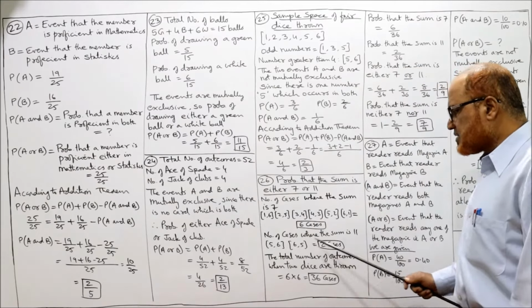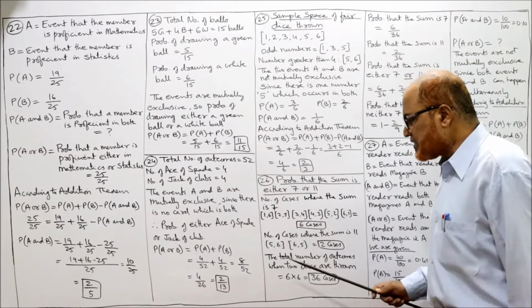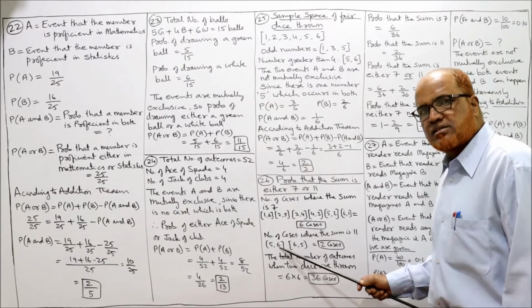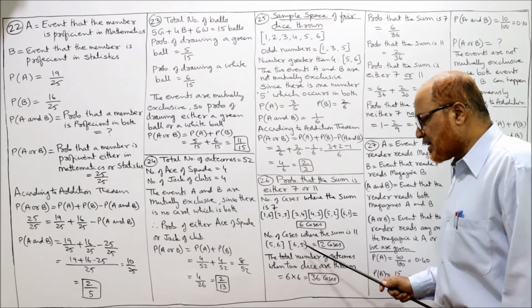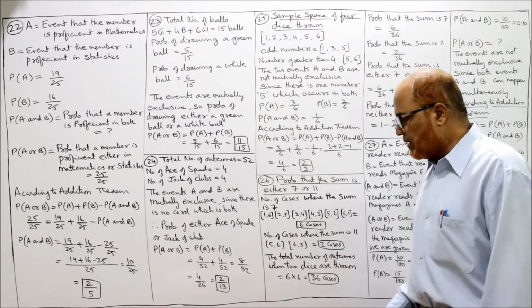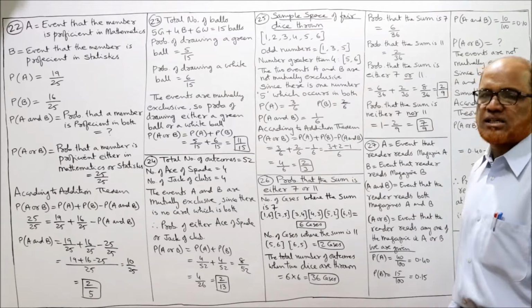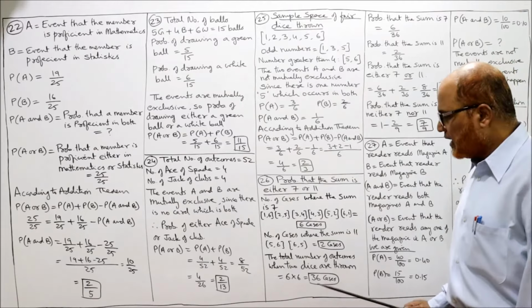The number of cases where the sum is 11. कितने केसेस ऐसे हैं जहां पर दोनों को मिलाते तो 11 होगा? तो फर्स्ट डाइस 5, सेकंड डाइस 6, 11 हो गया. फर्स्ट डाइस 6, सेकंड डाइस 5. तो 2 cases are there where we can get the total sum 11. Total number of outcomes when 2 dice are thrown are 6 into 6, 36 cases. Total number of outcomes. Here denominator.